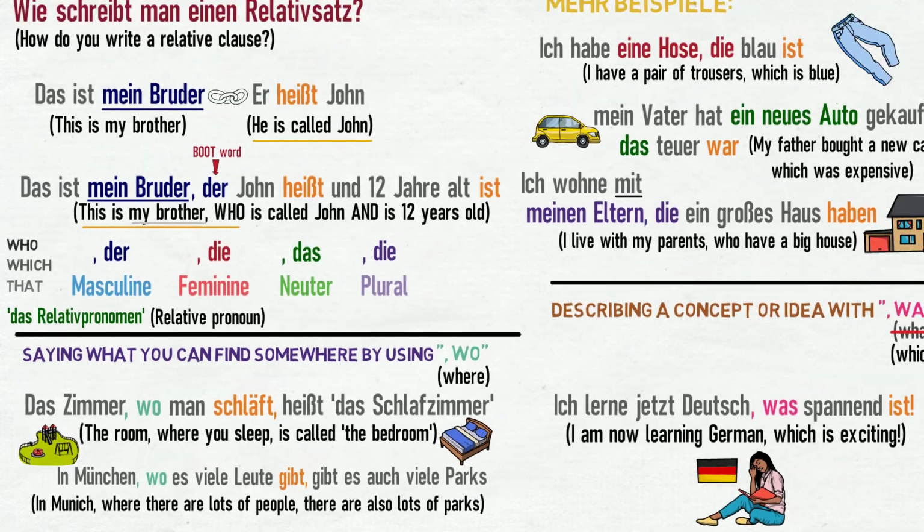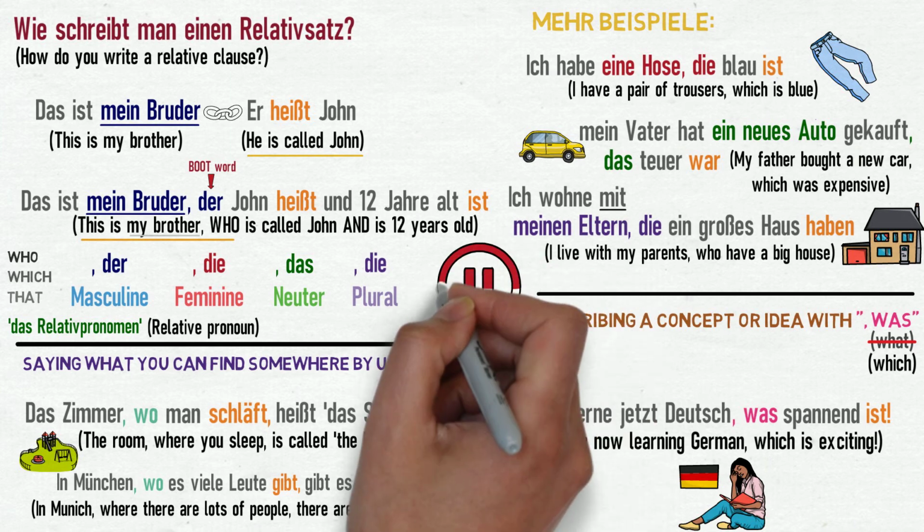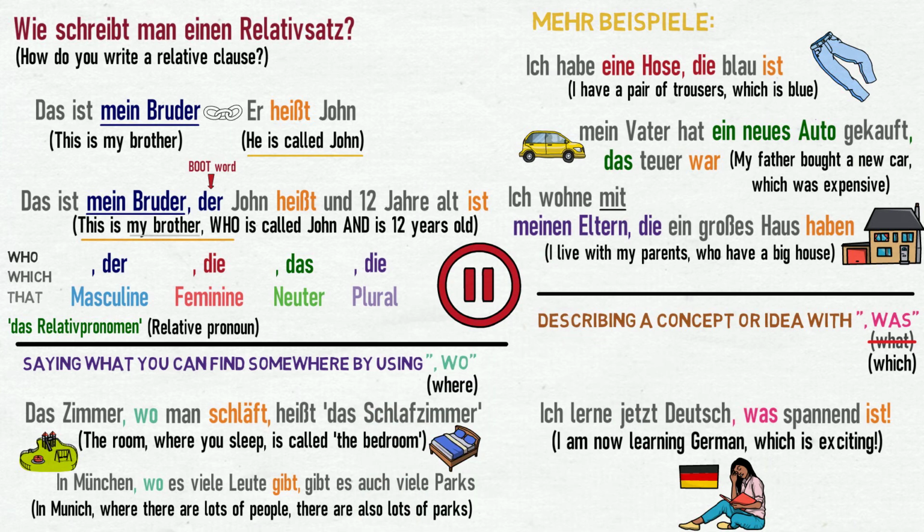So, that's how to use relative clauses with the nominative case. It's a good idea to pause the video now to remind yourself of how to use the definite articles, der, die, das and die, as a boot word to give more information about a noun, as well as the pronouns was to describe a concept and wo to explain where something happens. Relative pronouns can be used in all four cases, so part 2 of this series will look at using them in the accusative case, so please watch that video after this one.